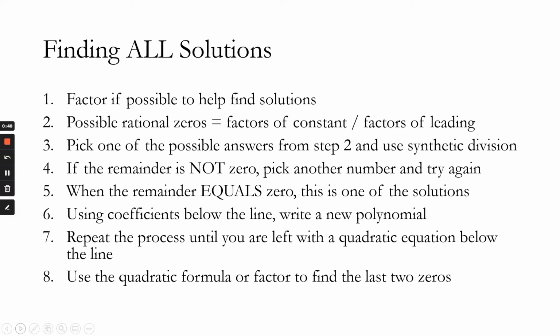From those possible answers, we're going to pick a couple. We're going to use synthetic division, and we're looking for a remainder of 0. Remember, if the remainder is 0, that means it's a factor. All right, so once that's the case, then that number that we used is one of the solutions. We're going to use the coefficients below the line, and we're going to write a new polynomial.